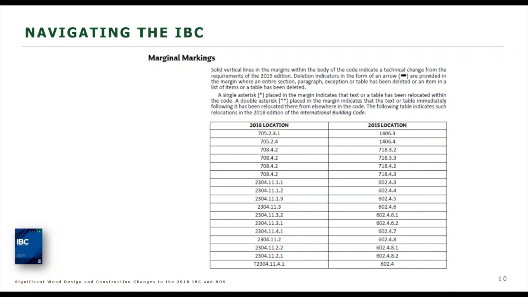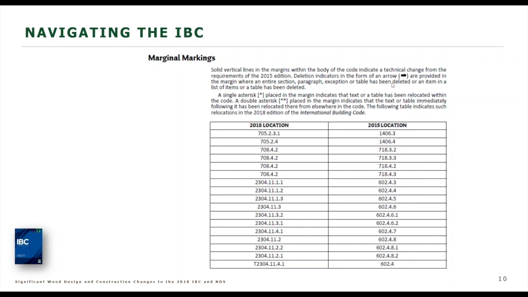Now, at a high level, looking at when we get our new code, for some of you it may have been 3 years since there was a different code change, or maybe 6 years. Some people are going to a 6-year cycle. But just a review of the code changes: what we see is a vertical solid line in the margin, and that indicates a technical change from the 2015 IBC.